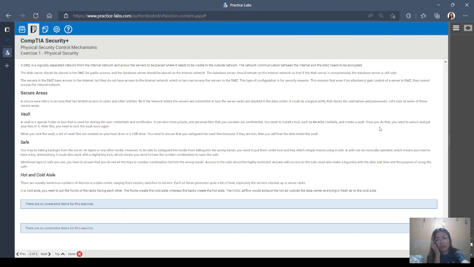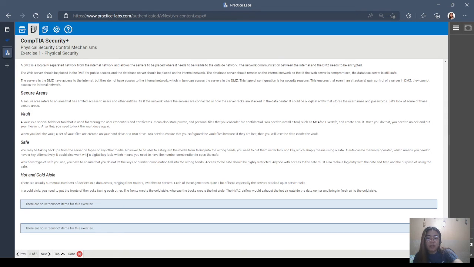After this, you need to lock the vault once again. When you lock the vault, a set of vault files are created on your hard drive or a USB drive. You need to ensure that you safeguard the vault files because if they are lost, then you will lose the data inside the vault.